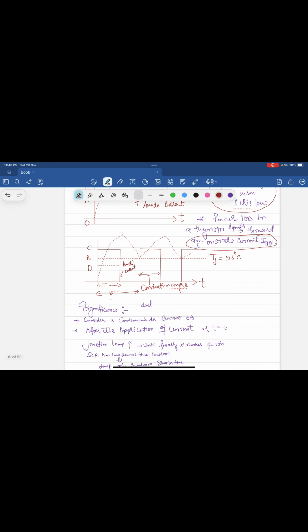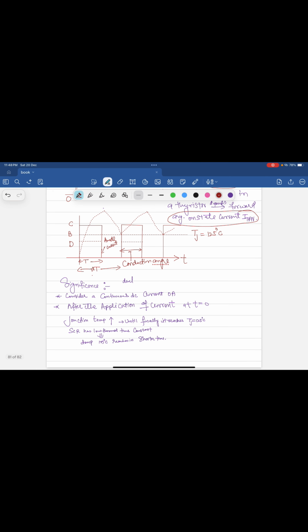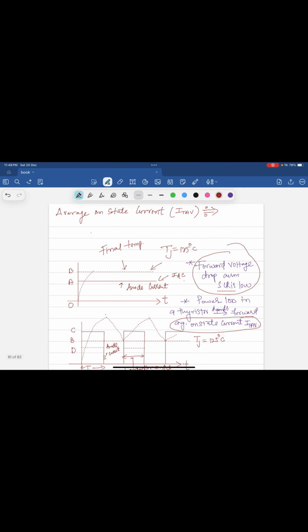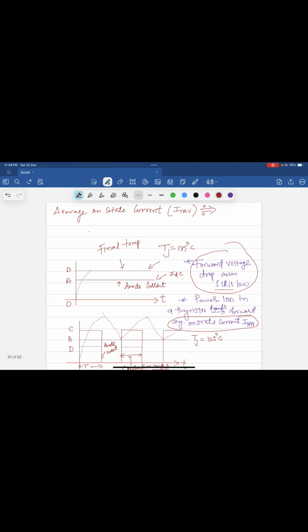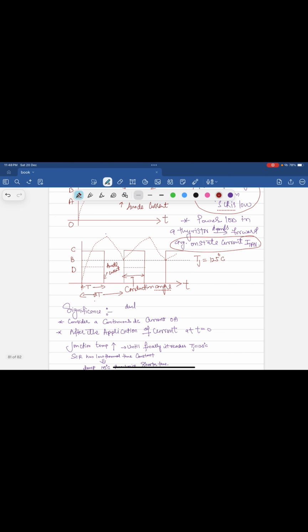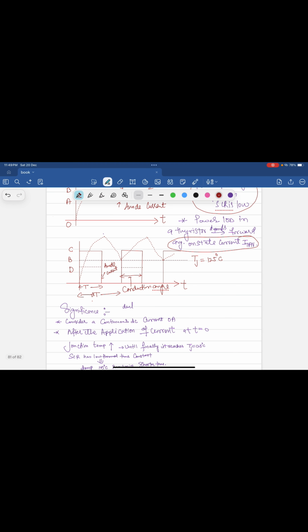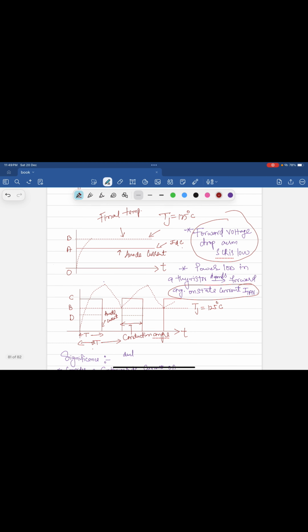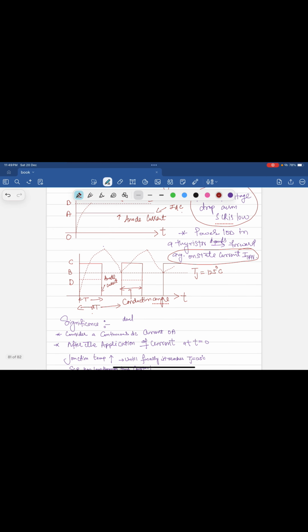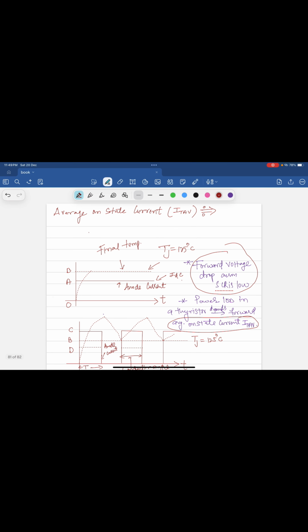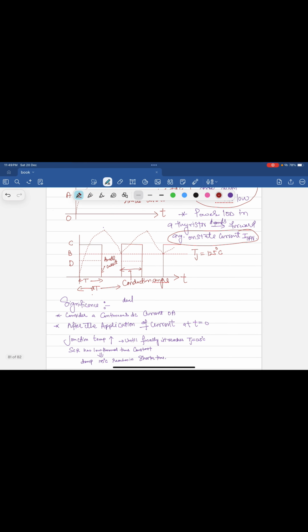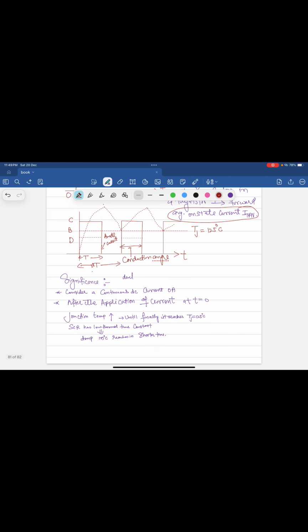So here, what are the essential things that we have to consider? Consider a continuous DC current OA. Here we have considered a constant DC current, as you can see in the diagram that it is OA. Then after the application of the current at t equal to 0, the junction temperature rises very fast and reaches 125 degree Celsius.